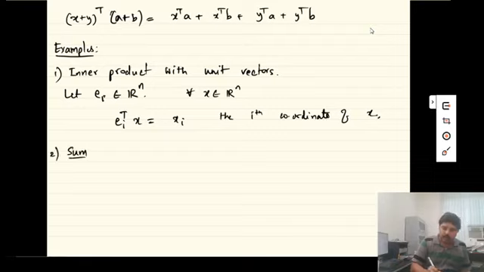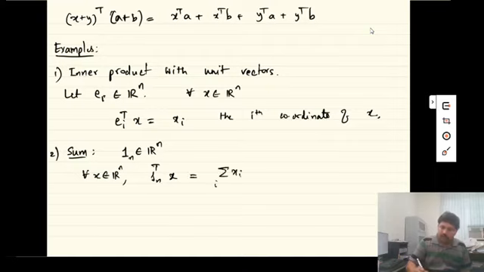The second example is the sum. You consider the vector of ones in Rn, and for every x in Rn, if I take 1 transpose x, this is nothing but the summation of x_i, i from 1 to n, the sum of all coordinates of x. This is really very interesting. If you have a data point x and you want to sum all its entries, this is the inner product operation you do.